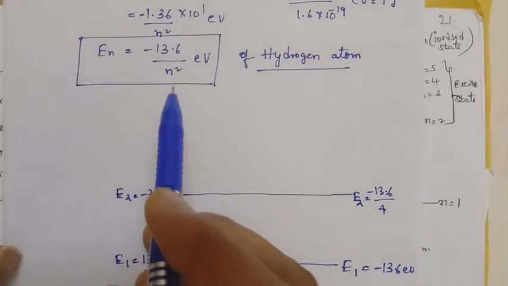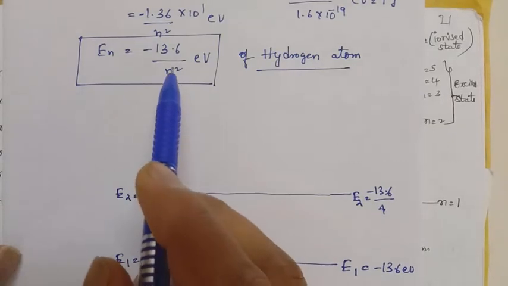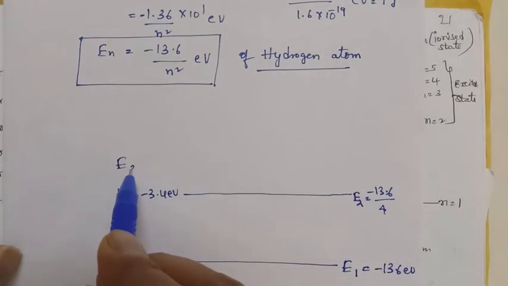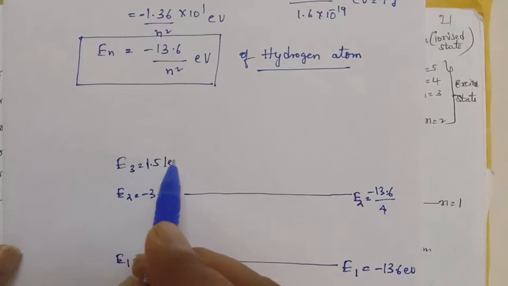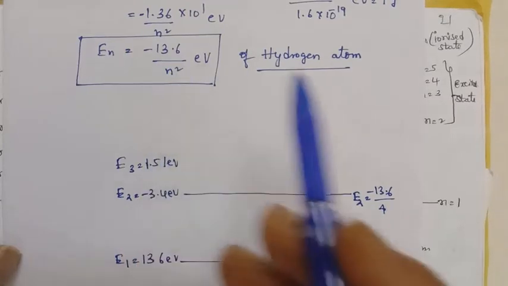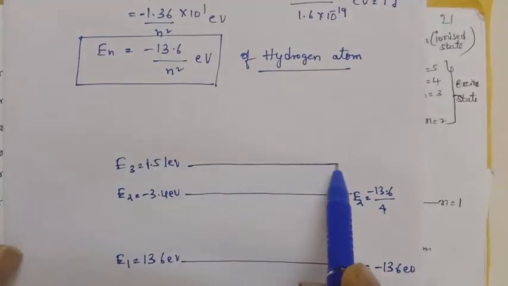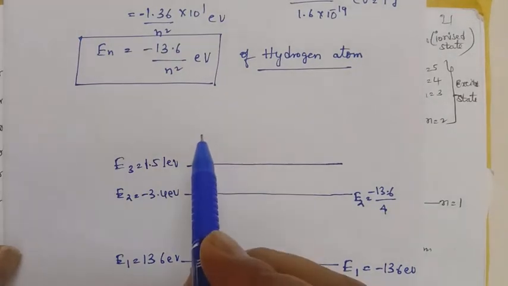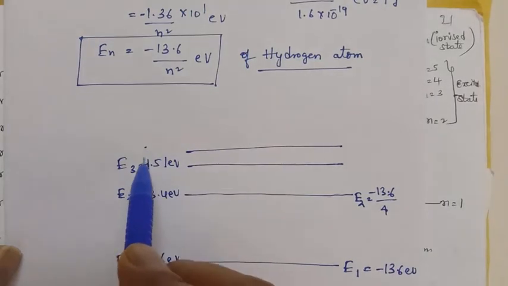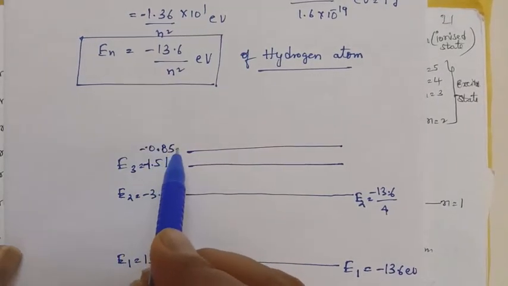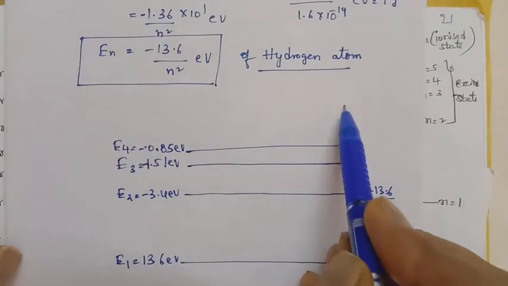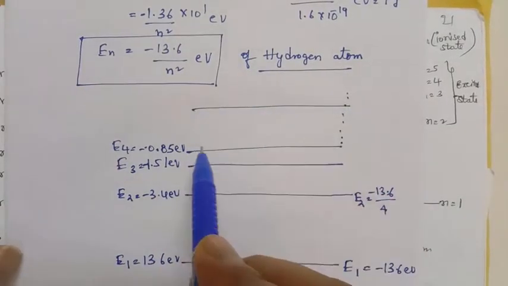And next, E3, you have to divide by 9, which gives around minus 1.51 electrovolts. It is E3 equal to minus 1.51 electrovolt, that is n equal to 3, 13.6 divided by 9. So it is the third energy level. And the next energy level is E4, equal to minus 0.85 electrovolts. It is the fourth energy level. Like that you have to go on up to the higher energy levels.